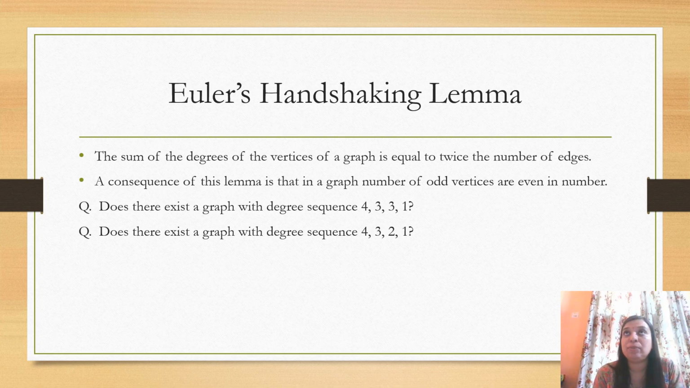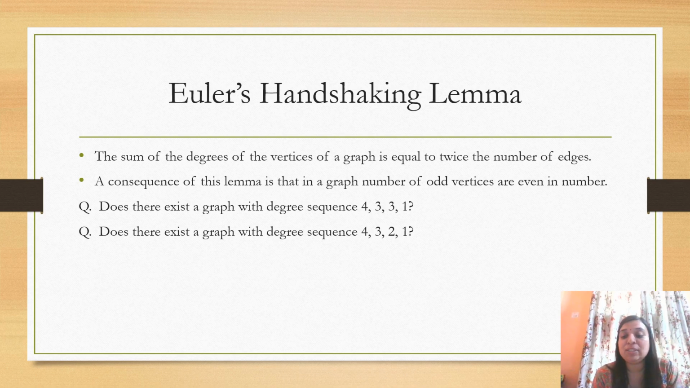So towards the end, we come to a very interesting lemma, which actually has various corollaries. It is used in various results. This is Euler's handshaking lemma. Euler's handshaking lemma says the sum of the degrees of the vertices of a graph is equal to twice the number of edges. So basically, if you find the degree of all the vertices of the graph and take their sum, that sum will be equal to twice the number of edges the graph has.